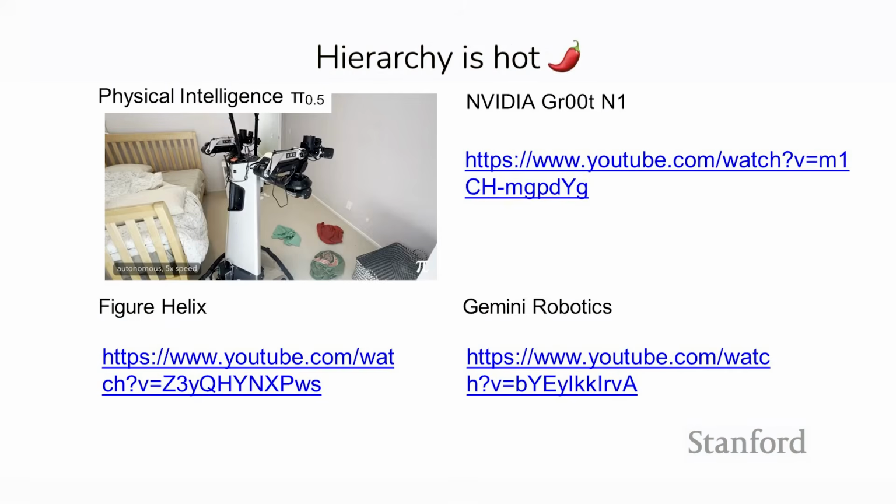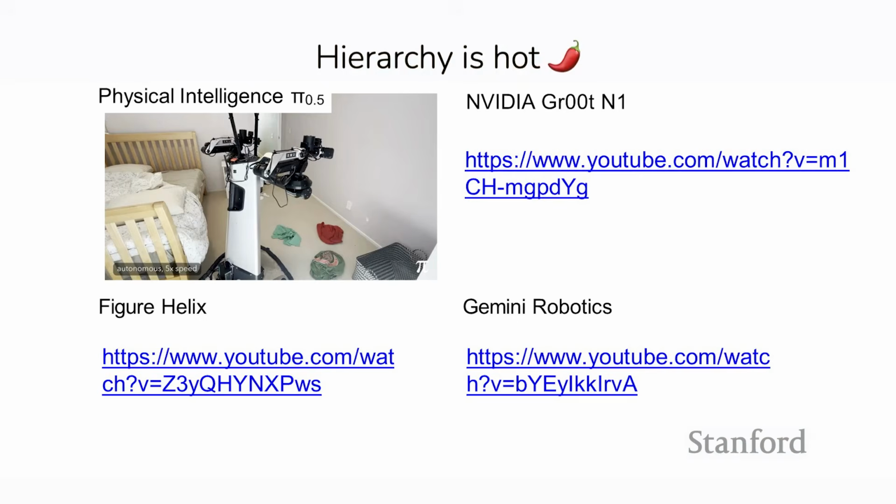Cool. So let's look at some example systems. I guess one thing that I'll mention is that hierarchy is pretty popular these days. So here are 4 systems that were all announced in the last 4 months, and they all use hierarchical systems. These are fairly long horizon tasks, like cleaning a bedroom, handing over objects and pouring them or putting them into bins, putting away objects into a fridge, putting fruit into bowls.